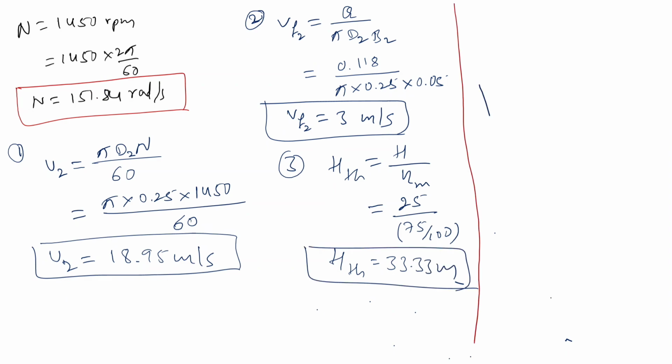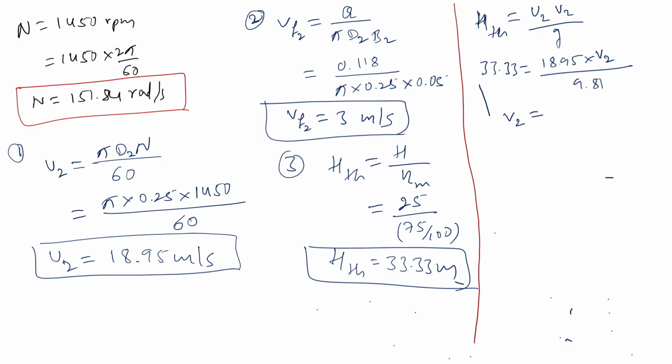The theoretical head H theoretical equals U2 V2 divided by G. 33.33 is equal to U2, which is 18.95, into V2 as it is, divided by 9.81. We will get V2 equals 17.27 meter per second.